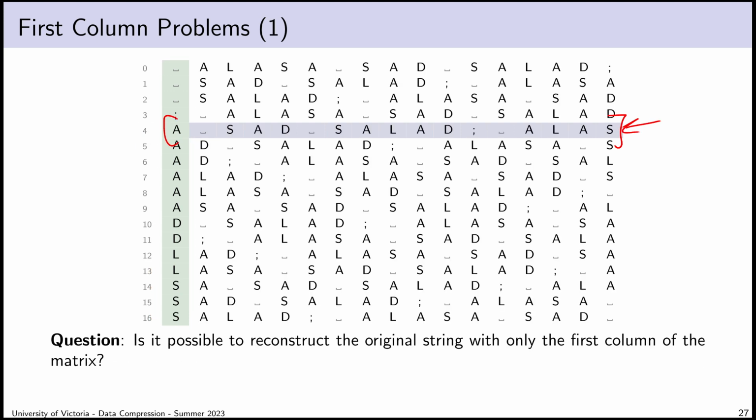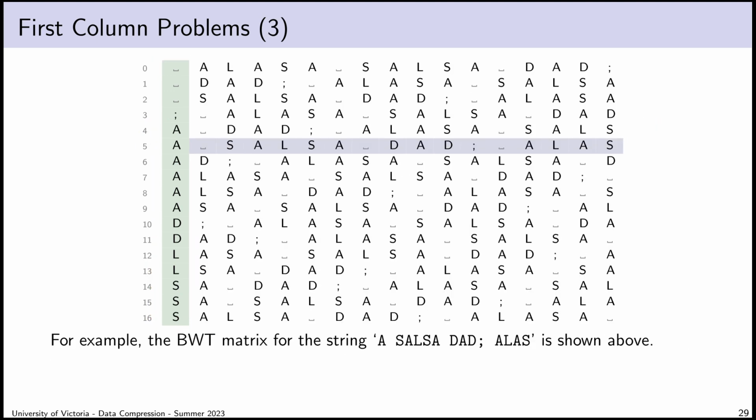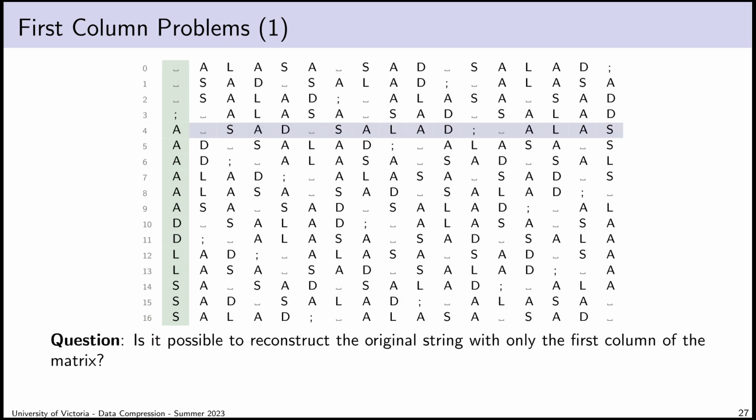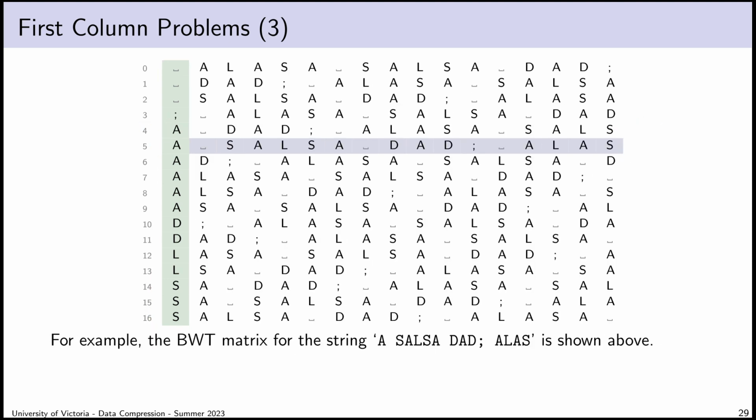So here I've got "a sad salad, alas," and here I've got "a salsa dad, alas." I don't know if that's based on a true story, but it would be an interesting story, I guess. And this is exactly the same. If you look at the first column of the BWT matrix, it is exactly the same in both cases, because these two strings are anagrams of each other. They contain exactly the same set of characters. So I can't save the first column.